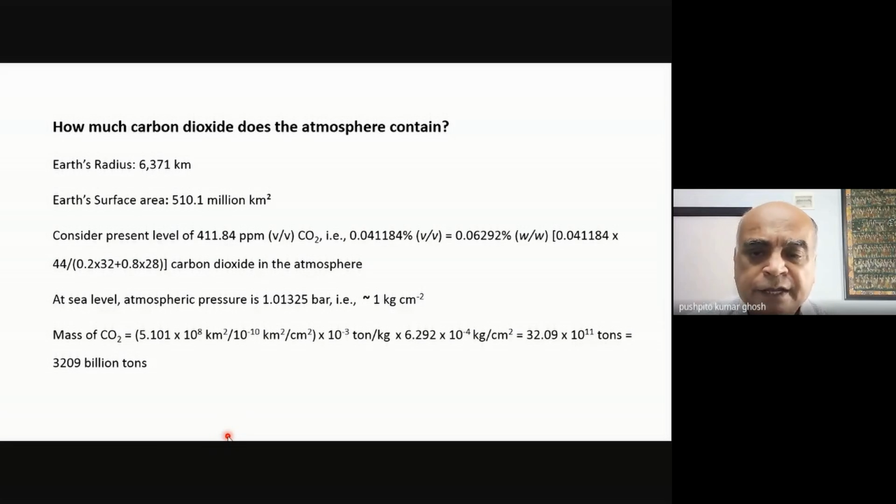So at least you have now got this figure, that it is 3209 billion tons of carbon dioxide. Keep that in mind. I might ask you questions around these kinds of things in the exam, and you might have to do some simple calculation. You can see that I've not done any complicated calculations, it's just multiplication, division, and that kind of stuff. And in just a few lines we have derived how much CO2 there is in the atmosphere.